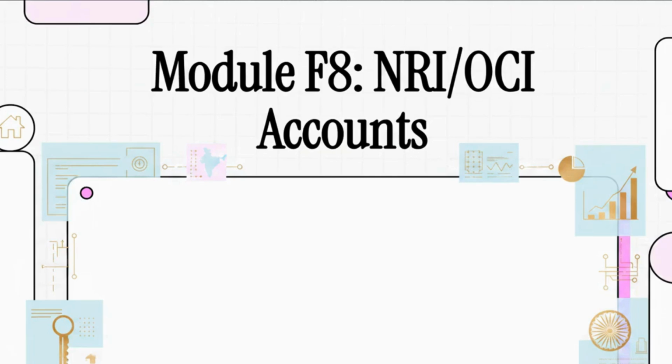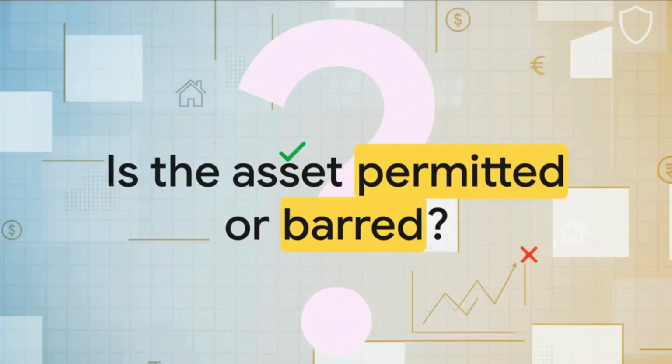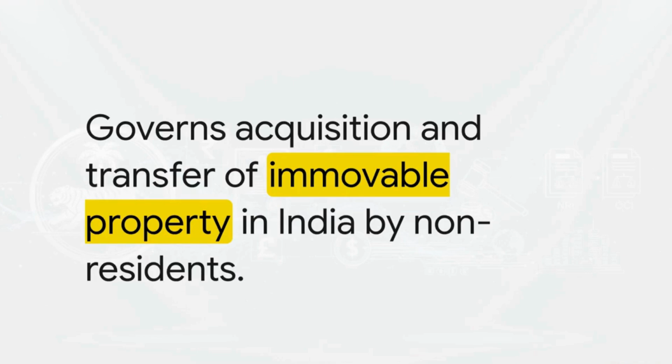The file is open. An NRI or OCI wants to deal with property in India. The first question is not commercial. It is whether FEMA permits the asset itself. So let's dive into the permission framework governing these specific acquisitions under the rules.